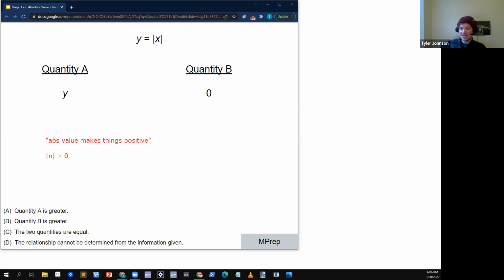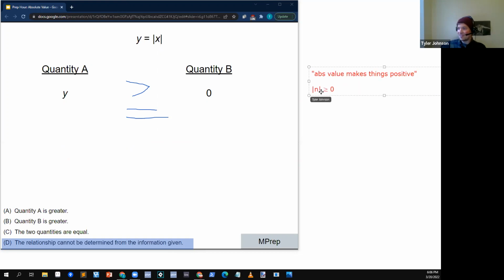So our answer here, this one cannot be determined. If y is positive, it'll be bigger, but if y itself is 0, those two are equal. So not a consistent relationship there. So first big piece of info, just the definition of an absolute value. At minimum, it is 0.